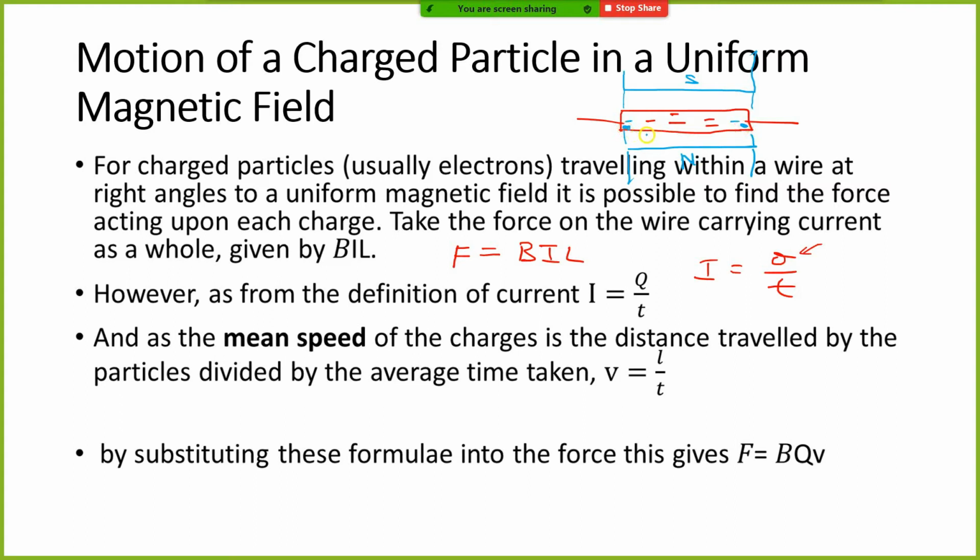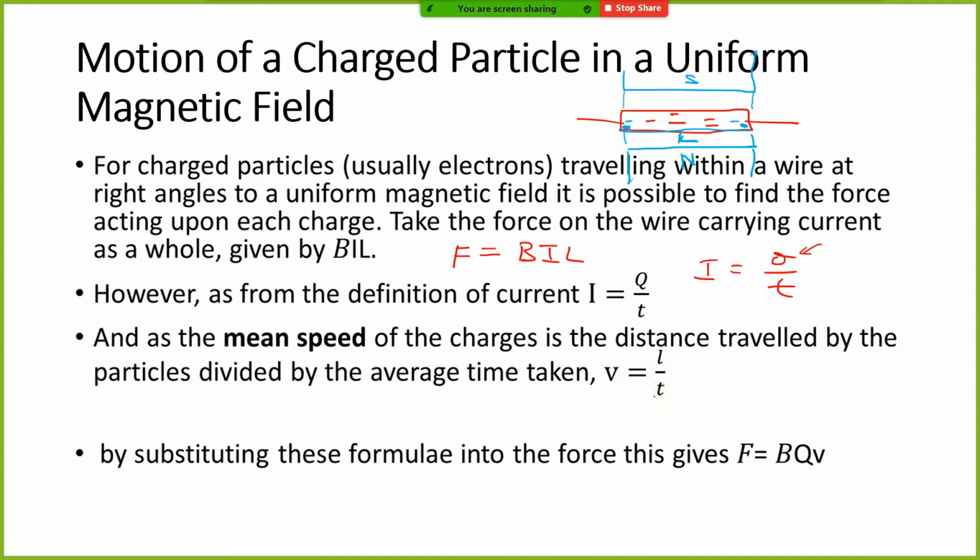So to find the average speed or the mean speed that these electrons would have, firstly, you would need to find the distance that they're traveling. That distance would be the length of the conductor that is inside the magnetic field. And you would obviously need to know the time that they're taking to travel from one end to the other end of the conductor. So with that being said, we're essentially finding the speed right here. So speed is equal to the length of the conductor in the magnetic field divided by time.